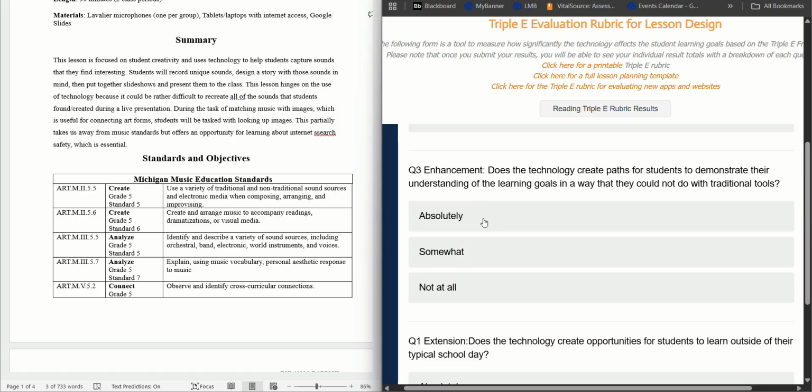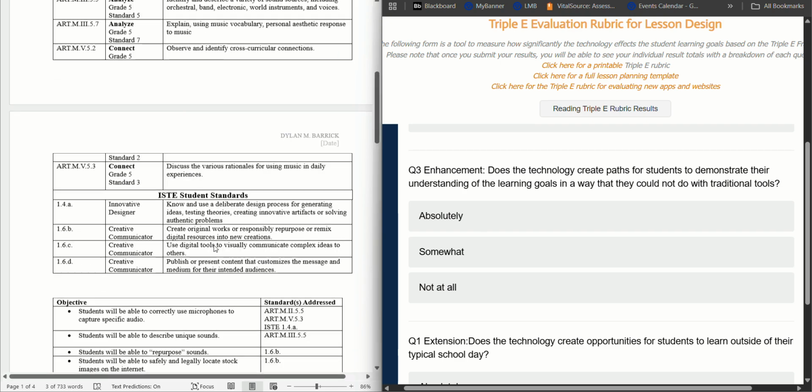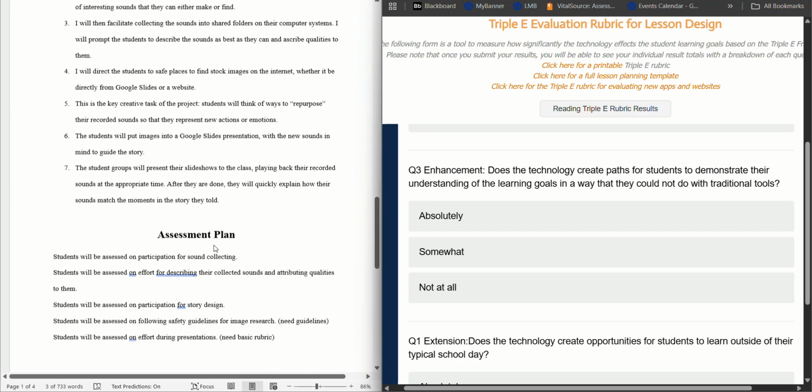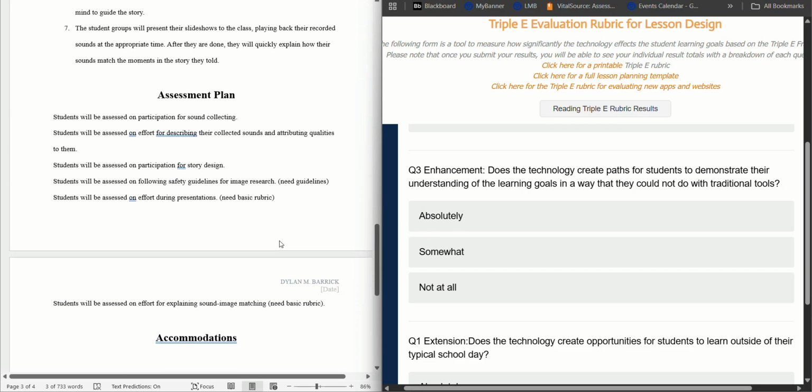Question three, enhancement. Does technology create paths for students to demonstrate their understanding in ways that they couldn't do with traditional tools? So the demonstration part of this lesson would involve students, and I can go through here, participating in sound collecting, describing their sounds, participating in designing a story, following safety guidelines for image research, putting in effort during their story presentation, and effort explaining how they link the sounds they made with the images.